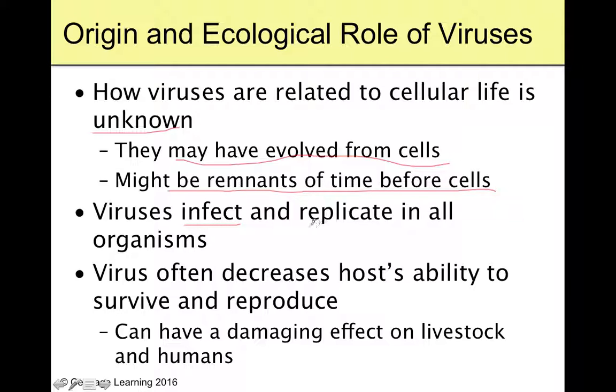So there you go. Viruses, well, here's what we do know. They infect and replicate in all organisms, all plants, bacteria, humans, and dogs, and cats, and horses, and birds, and everything we know. Viruses will infect them. Viruses, when they infect you, are a bad thing. If you've ever had the flu, no duh, that is a bad thing. They will decrease your ability to survive. They will decrease your ability to reproduce. Some of them can cause cancer. Some of them can cause death. They can have damaging effects on livestock. Certainly, you keep a lot of animals in a small space. That's how you maximize your profits in the ag industry in some cases.